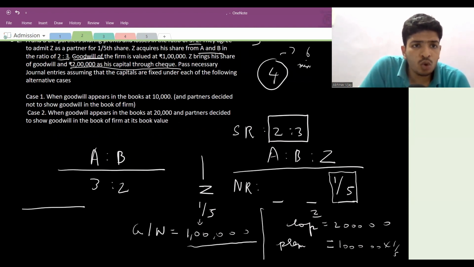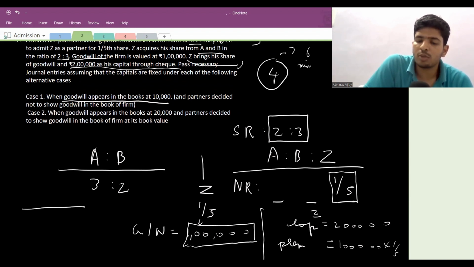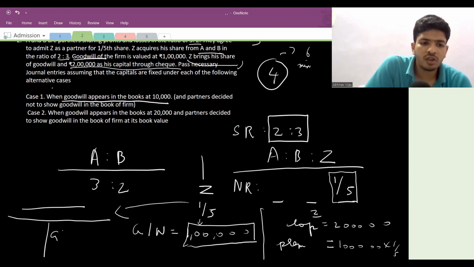You can see that there are two goodwills. One goodwill is 1 lakh and another goodwill is 10,000. Now, I've already told you before, whenever they say goodwill of the firm is valued at 1 lakh, when any admission, retirement or death of a partner, or change in profit ratio is done, this is in relation to self-generated goodwill. Correct? So this self-generated goodwill is never shown in the books of accounts. However, here they say goodwill appears in the books on the date Z is admitted, to the extent of 10,000 rupees.